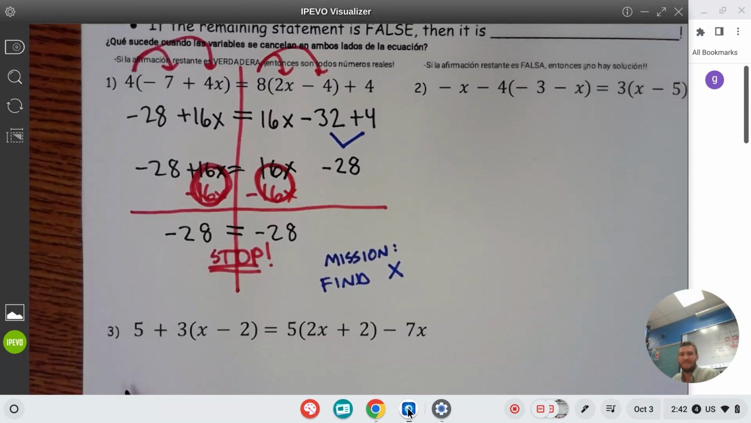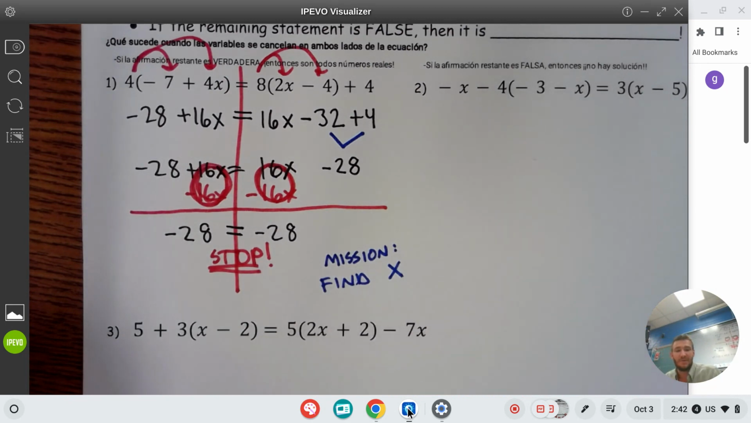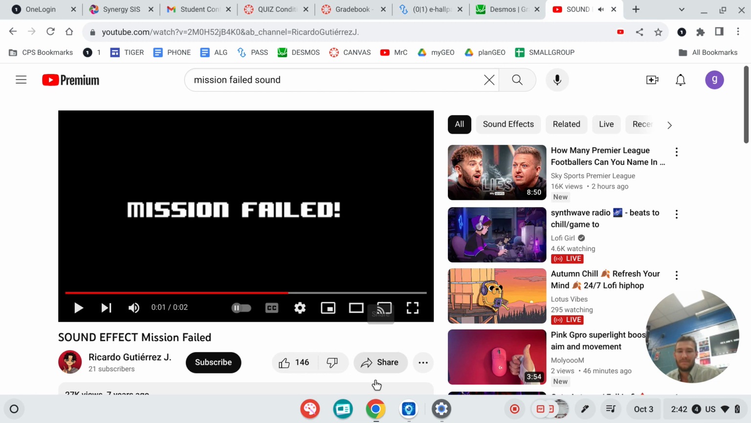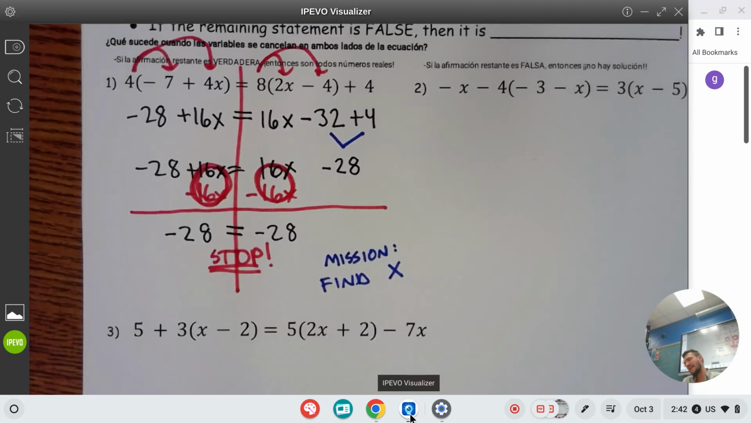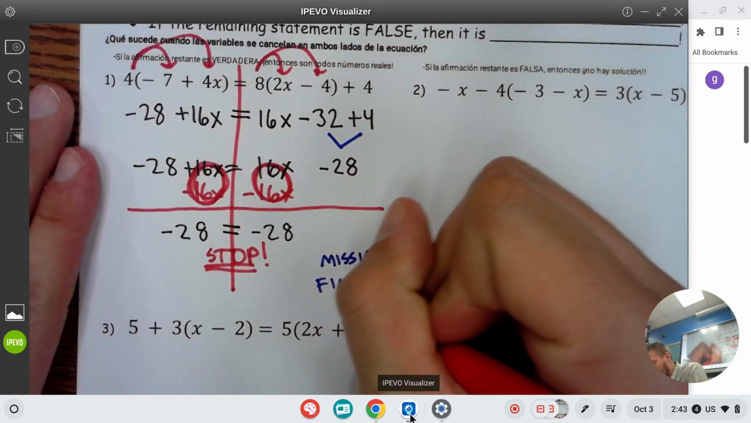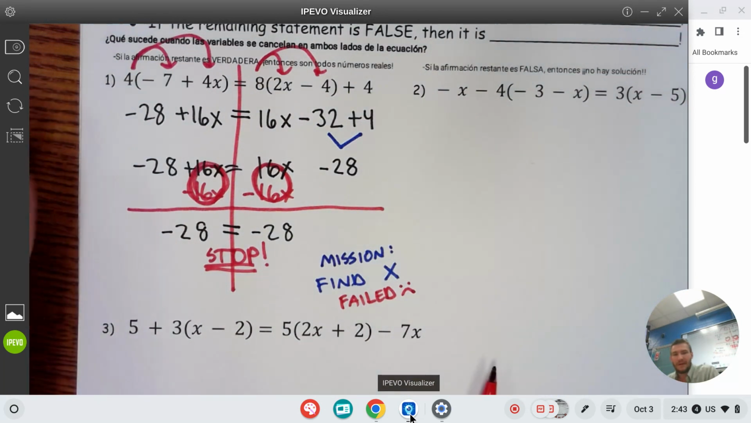Yeah, you guys ever heard of that? I don't know if it's dumb or not. When I was a kid, I used to play a lot of Call of Duty, and every time you lost, you'd hear this guy, and he'd straight up say, Mission failed. And so when I solve these questions and all the x's disappear, I think mission failed, right? Dang. Rip, right? Super sad.